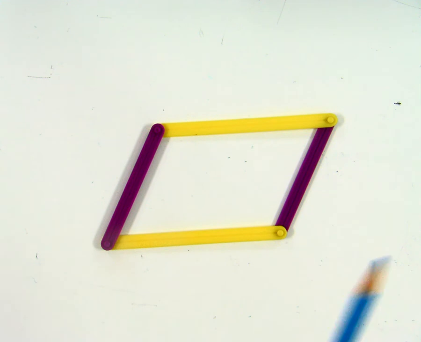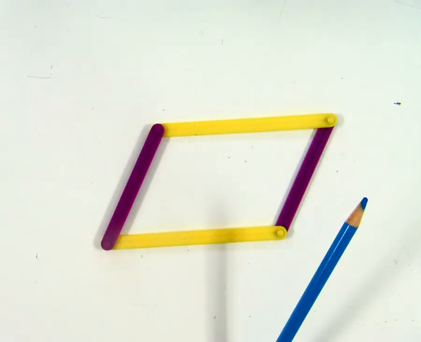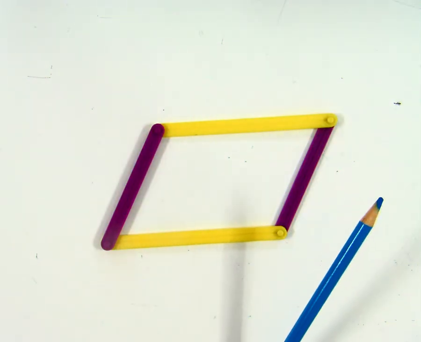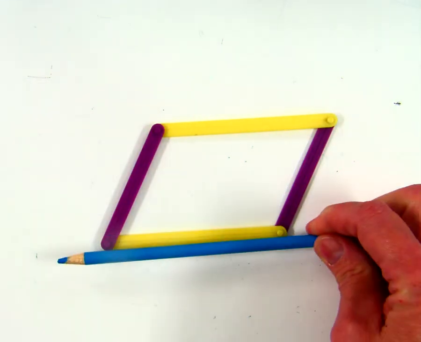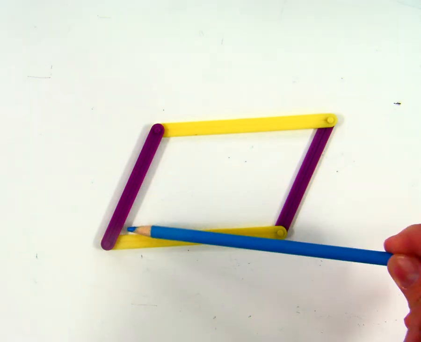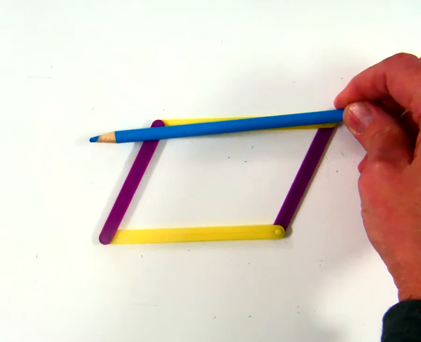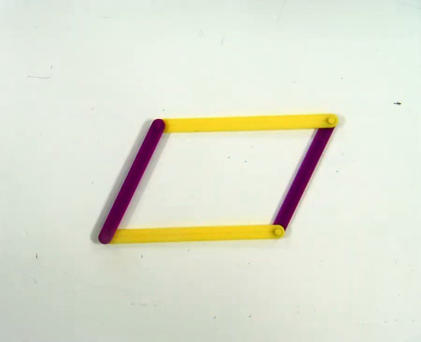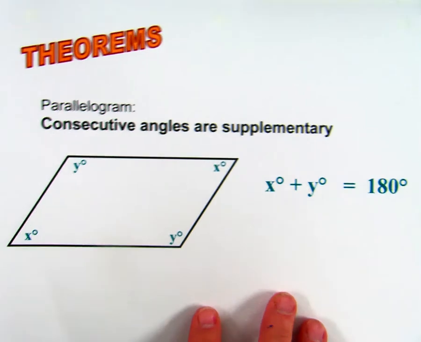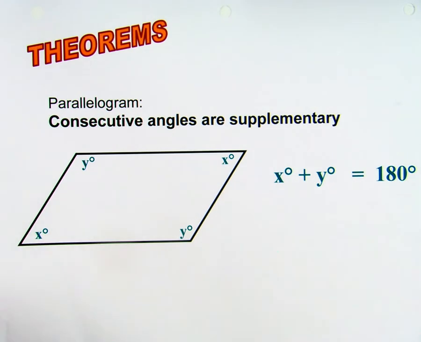I can do the same thing the other way. Treat the purples as the parallels because they are. It's a parallelogram. And one of the yellows as a transversal. Oh my goodness. Consecutive interior are supplementary. Same deal up here with this one. So you just get it all over the place. Everything's consecutive interior, and they're all supplementary.